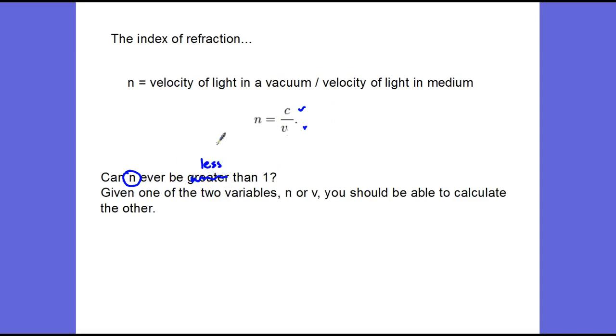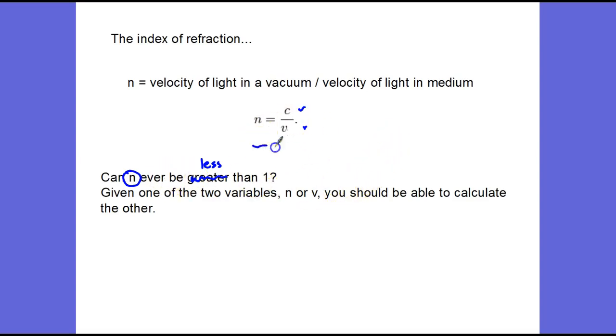Can it ever be less than 1? No, it can't ever be less than 1, because the top number is always going to be bigger than the bottom number. c is always going to be 3 times 10 to the 8th, and the velocity in anything else is going to be slower. So for glass, the index of refraction is usually around 1.6, and for water, it's 1.32.